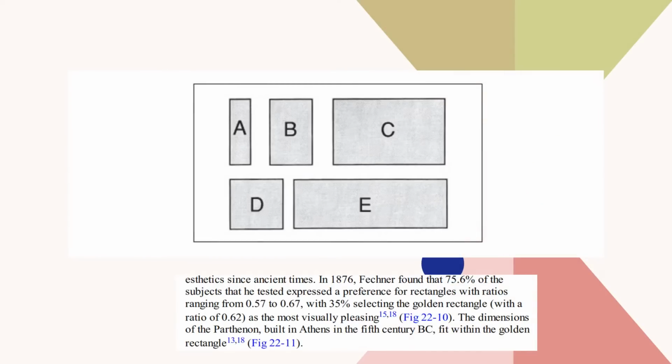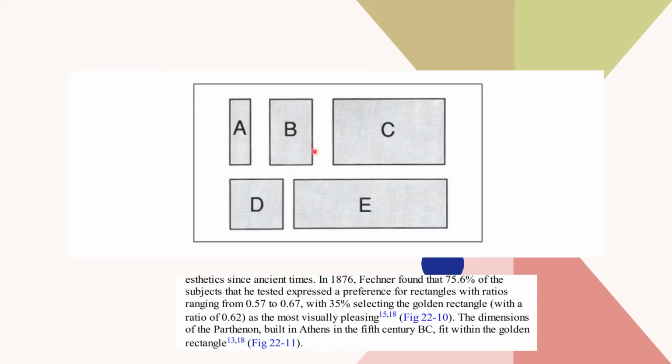This is the picture showing various rectangles. Hi friends, which of these five rectangles is most pleasing to the eye? Is it A, B, C, D or E? What is your answer? Actually, both B and C are golden rectangles.